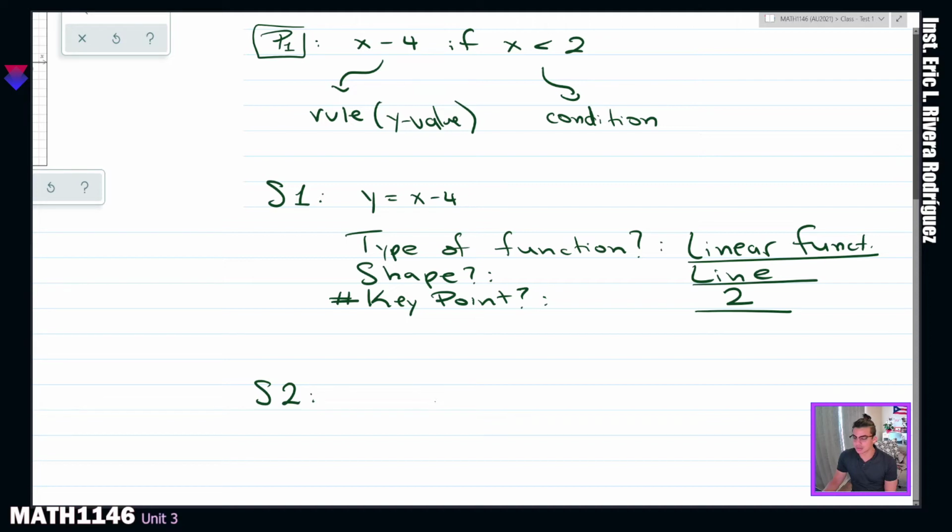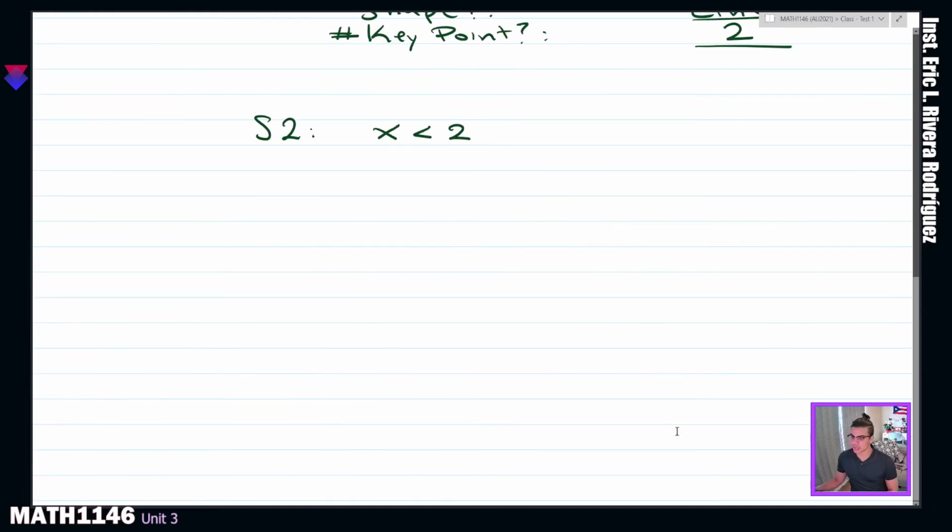Step number 2. Now we want to work with the condition, right? This is the condition that we have. x is less than 2. So what we need to do here is to understand what are the boundaries of this piece. And when I say that, what we are going to do is rewrite the condition in interval notation. So what is the interval notation here?